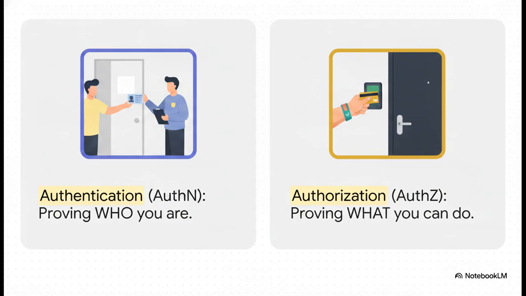Think of it like this. Authentication is the bouncer checking your ID at the club door, right? Just making sure you aren't 3 raccoons in a trench coat. Authorization, on the other hand, is that VIP wristband the bouncer hands you. It dictates exactly which rooms or floors you're actually allowed to walk into.